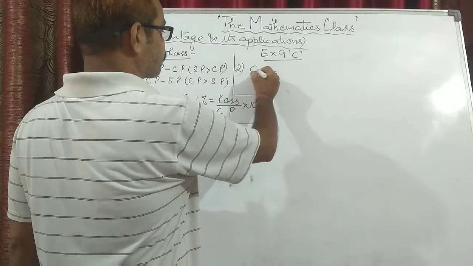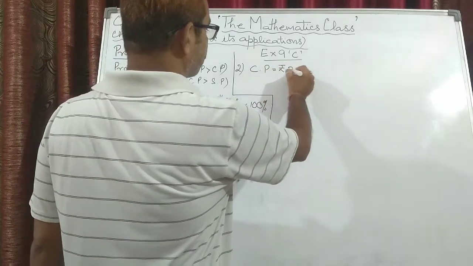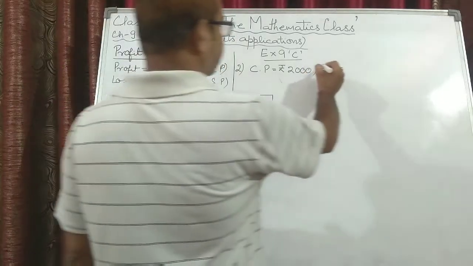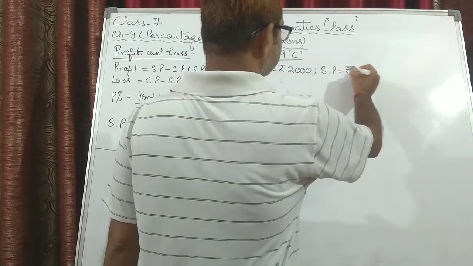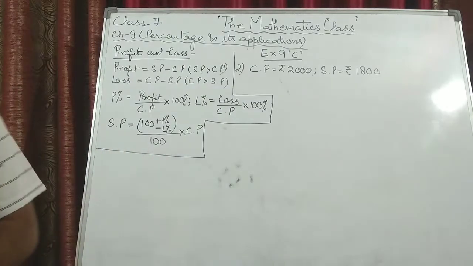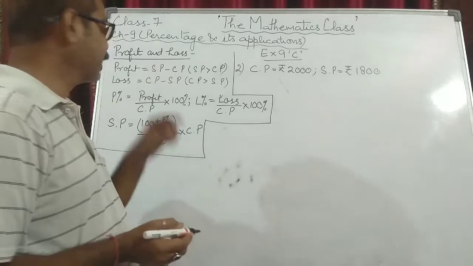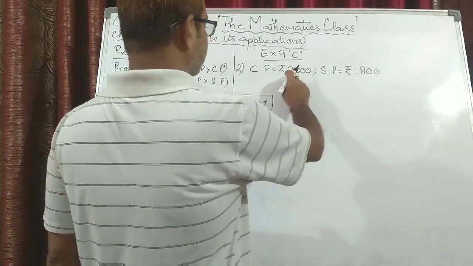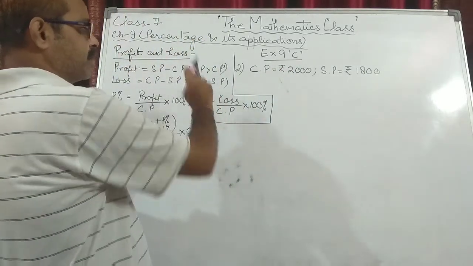Purchased means cost price. Cost price of the wristwatch is rupees 2000 and it is sold for rupees 1800, which means the selling price is given as rupees 1800. You have to find the loss and loss percent. You can easily make out that the selling price is less and the cost price is more. So when selling price is less and cost price is more, it is always a loss.